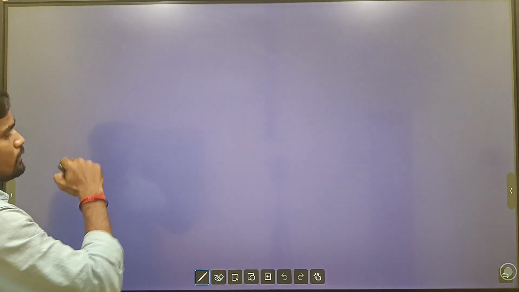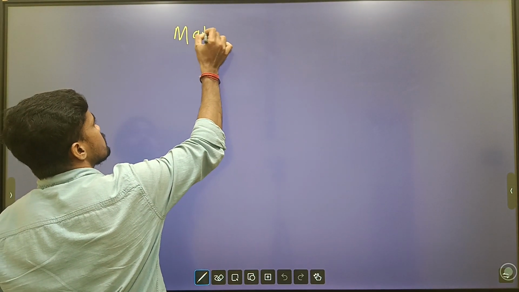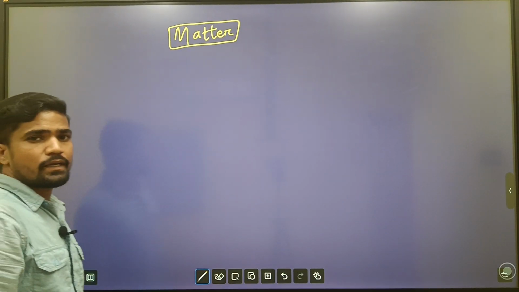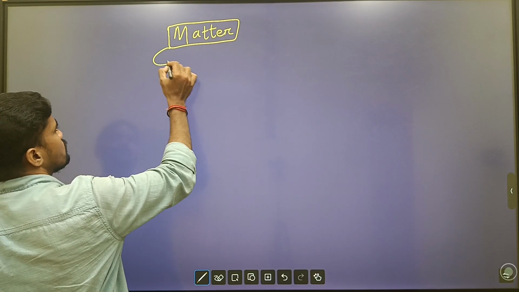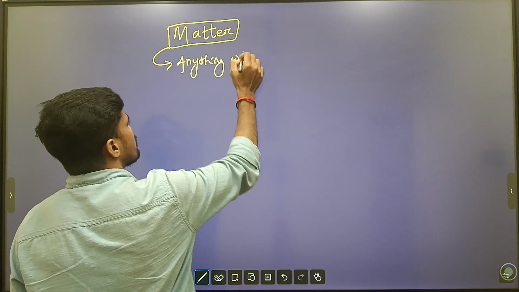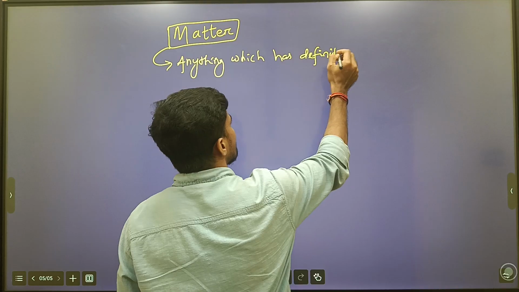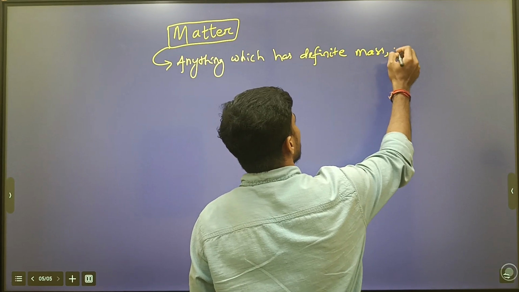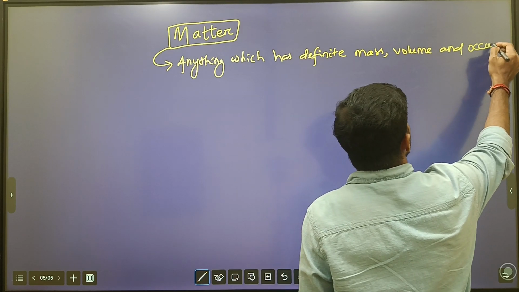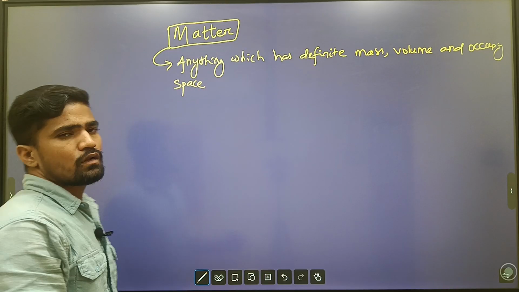Okay, see, we will see in the basic introduction part. First, matter. Matter is nothing but the substance in the universe which has definite mass, volume and occupies space. So anything which has definite mass, volume and occupies space is called matter.